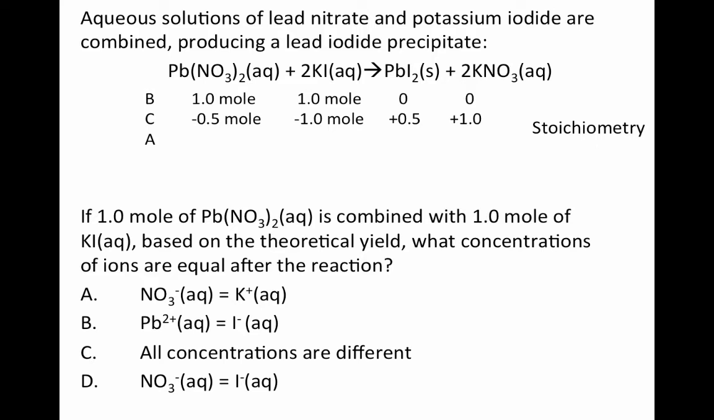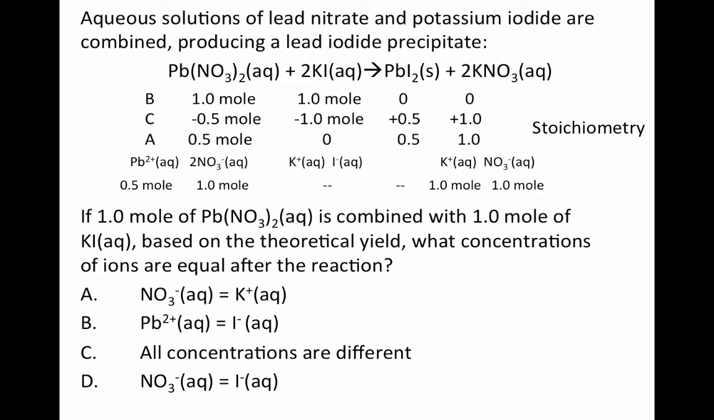Remember that the ratios within the change line are the same as the ratios within the coefficients of the balanced chemical equation. Afterwards, we can simply combine the before with the change to see what we're left with. Now this question is asking us to tell something about the concentrations that we're left with after the reaction. Well, if we look at the lead nitrate, that's an aqueous solution. It's a strong electrolyte, so it's going to dissociate, and if I have half a mole of lead nitrate, that means I have half a mole of lead ions and 1 mole of nitrate ions.